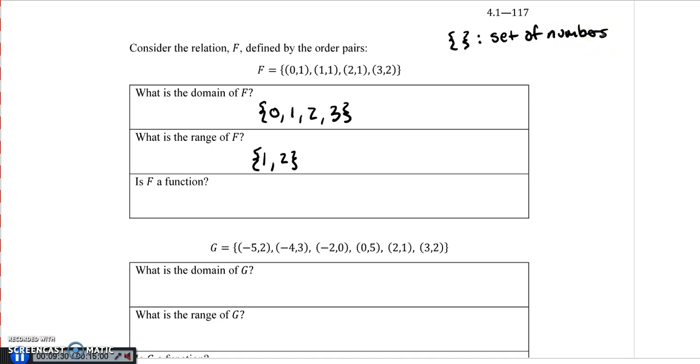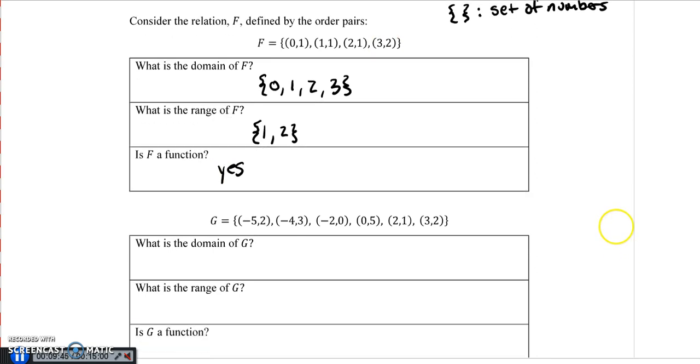Now, is this a function? Well, is each x only going to one y? Well, 0 only goes to 1, 1 only goes to 1, 2 only goes to 1, 3 only goes to 1. So yes, in this case, it is a function.